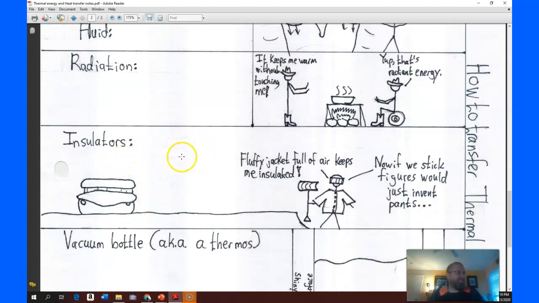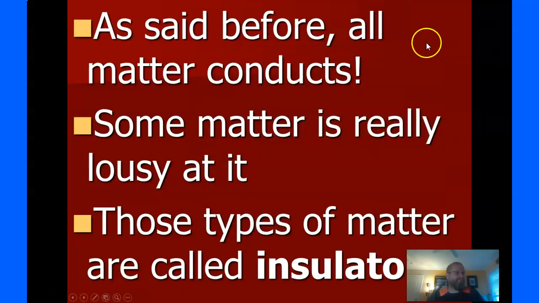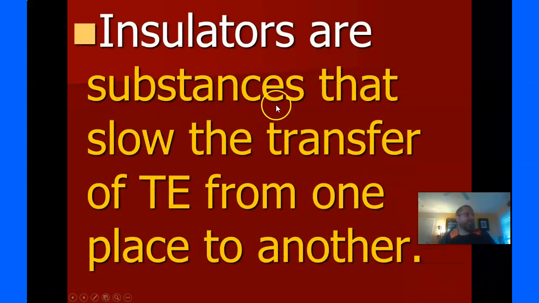So what's the definition of an insulator? By the way, that's snow on the car, snow in front of the car, a snow shovel, and a stick figure in a jacket with a toboggan on. Okay, you've seen it for that now. There's the definition of insulators: substances that slow the transfer of thermal energy from one place to another. Okay, write it down.